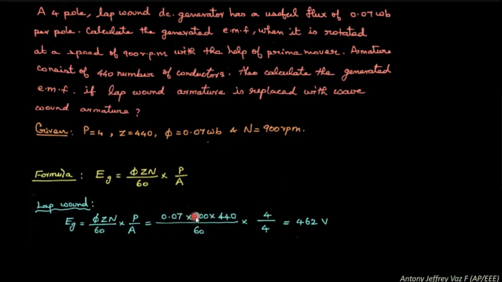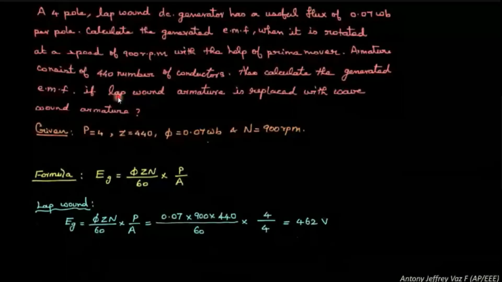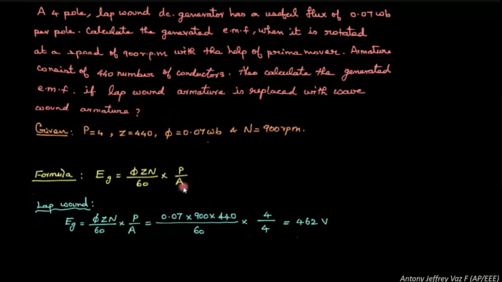Flux is 0.07, Z is 440 and N is 900. Here P is 4, and you can see the generator is lap wound. So what you need to do here is A should be equal to P. So A is also 4. Then if you calculate, you will get 462 volt.